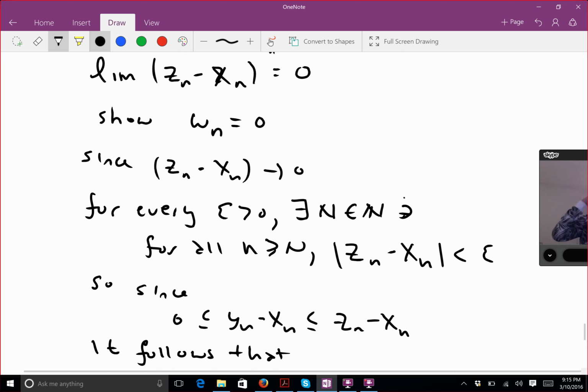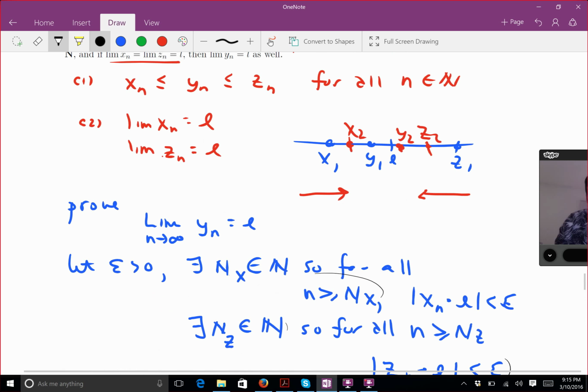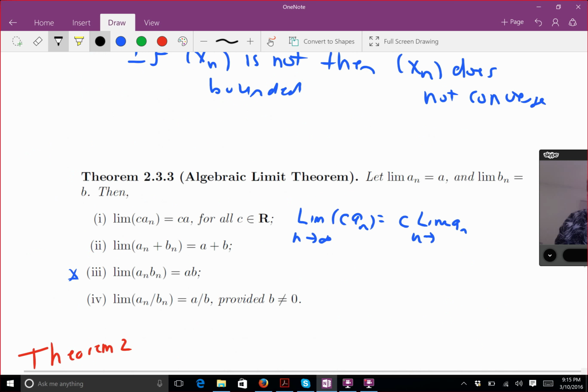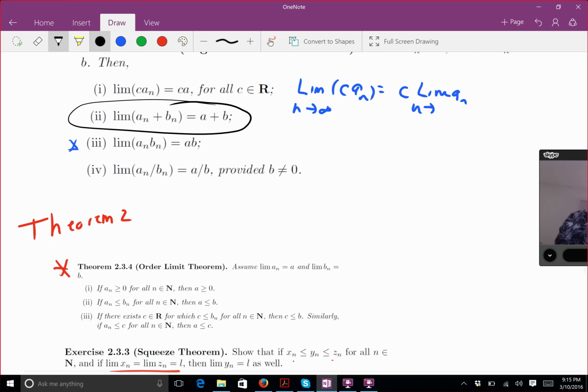So the reason why it works is because this goes to 0, and this forces this to go to 0. And that's how the squeeze theorem works. It squeezes this limit and makes it go to 0 also. Notice something very important: this also uses these theorems right here. So I'm using that theorem there also.